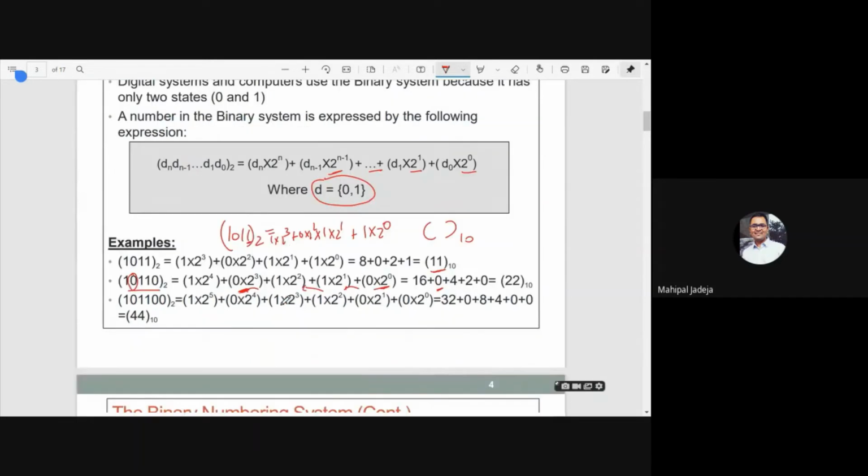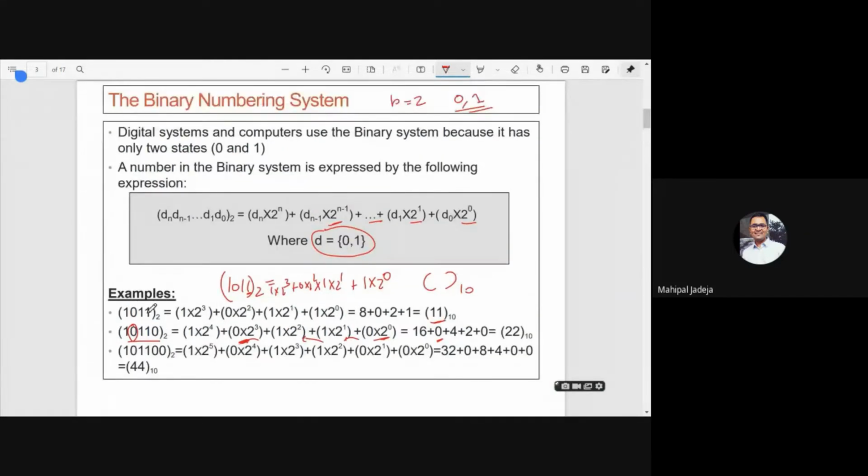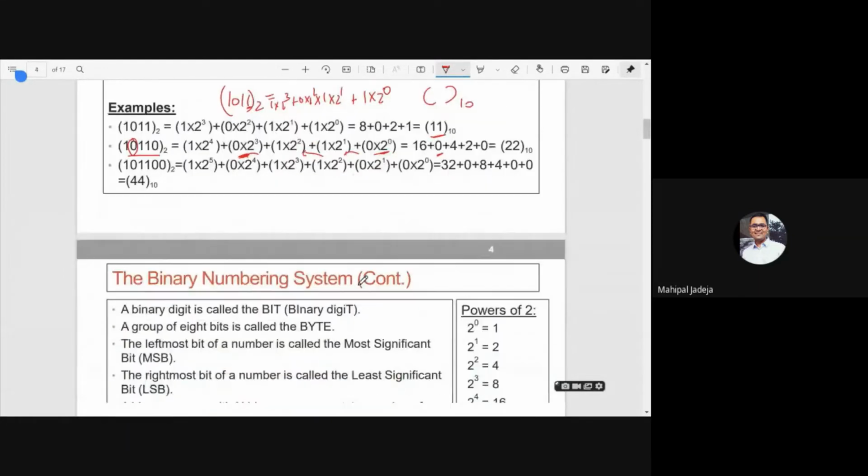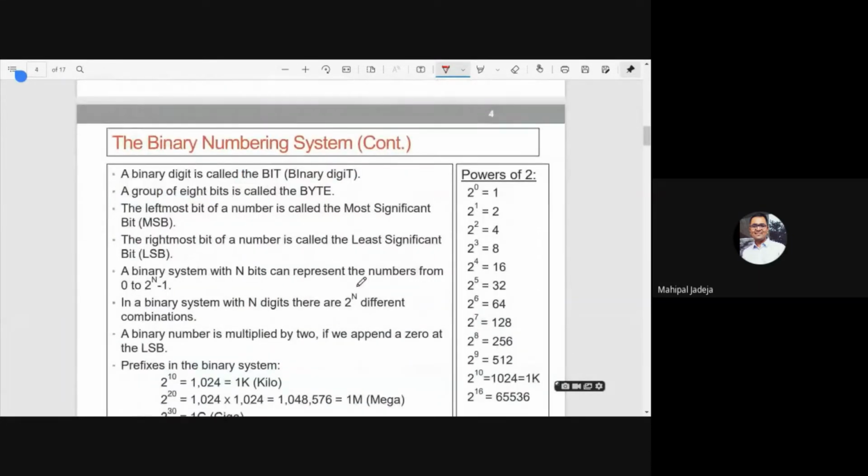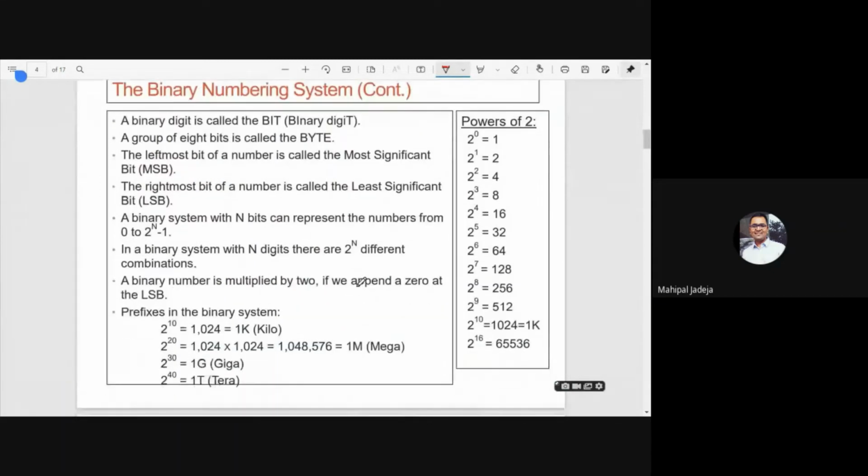Now, this is the conversion of any base 2 number to base 10, right? And it's fairly easy. All we need to do is apply this particular equation. That's it. Now, again, let's consider some terminologies with respect to computer science. In computer science, 2 raised to 10 is called kilo, right? It's not thousand. 2 raised to 10 is 1024, and 1024 is called 1 kilo, right?